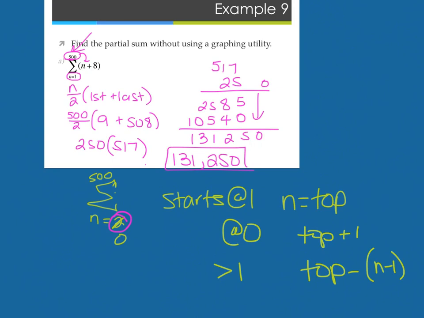It says without using a graphing utility. You're not going to have a graphing utility on your quiz or your test for this kind of question. Feel free to use it to check your answers for homework, but don't use it to find the answers. Questions on arithmetic sequences or partial sums.